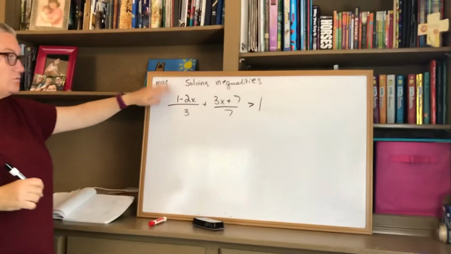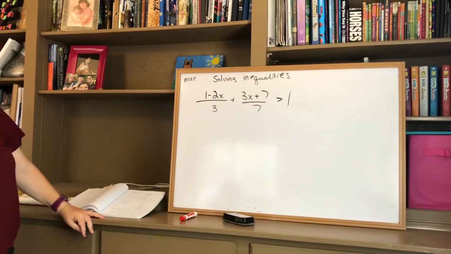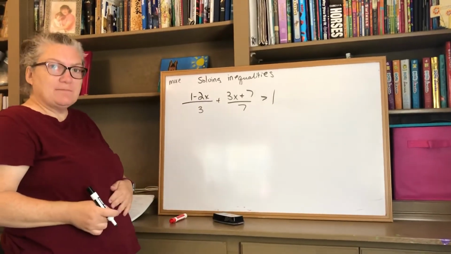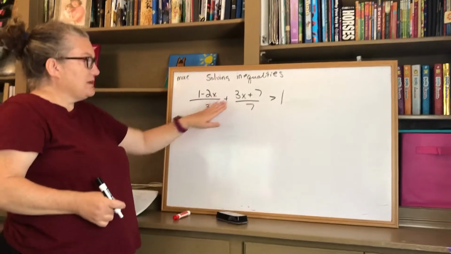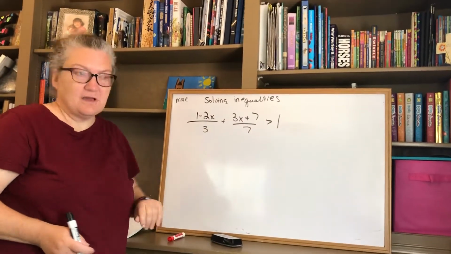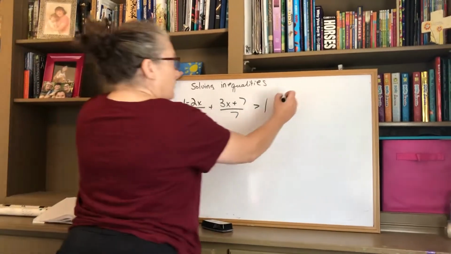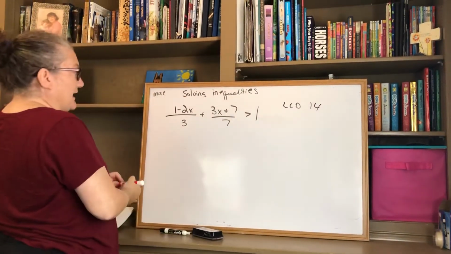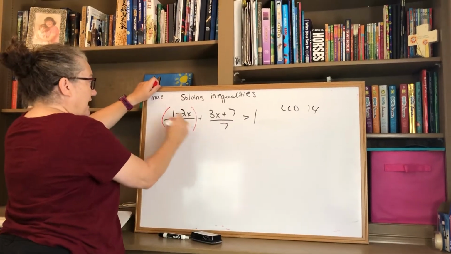All right, what's different about this one is it has fractions. Just like with equations, we want to get rid of fractions by multiplying by the LCD. We have a 3, we have a 7, and don't forget about this term over here. There's a 1 as a denominator. So our LCD is going to be 14. That means I multiply every term by 14.